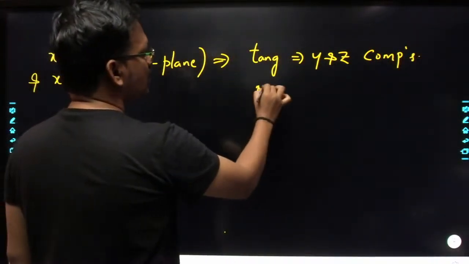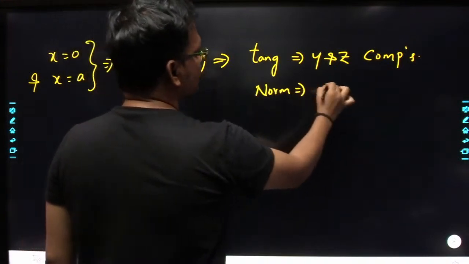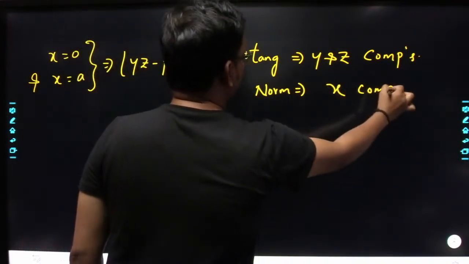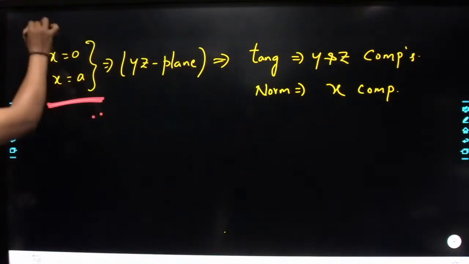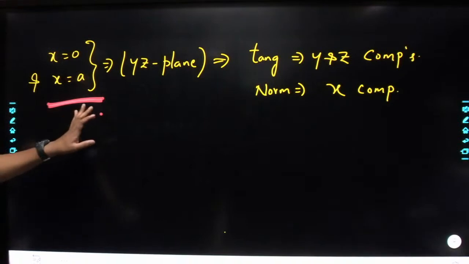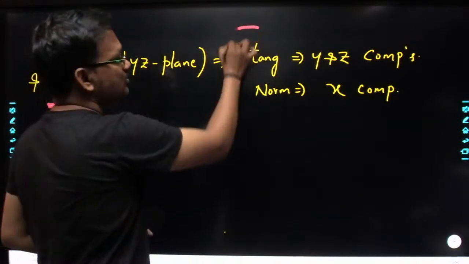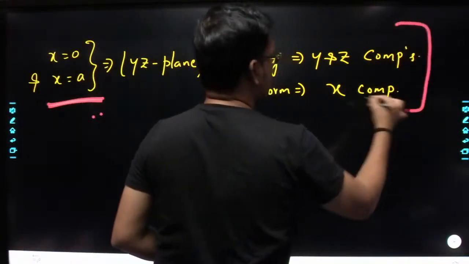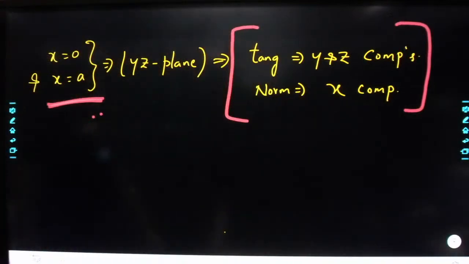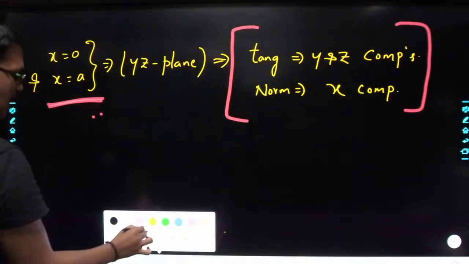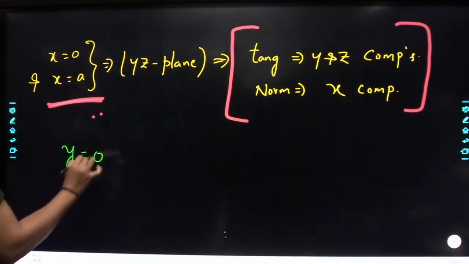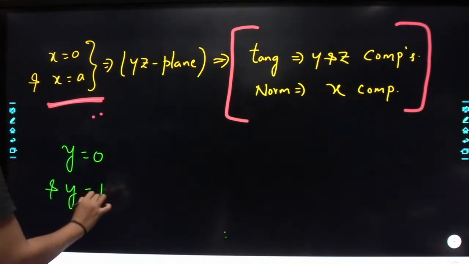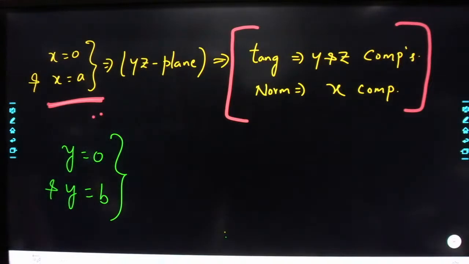And what are the normal components here? Normal components are nothing but the x component. So with respect to the x equal to 0 and x equal to a perfect conducting interfaces, the tangential components are y and z components, and the normal component is the x component. Similarly, you have placed another 2 perfect conducting interfaces at y equal to 0 and y equal to b.